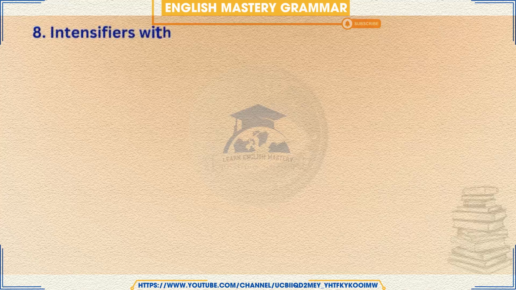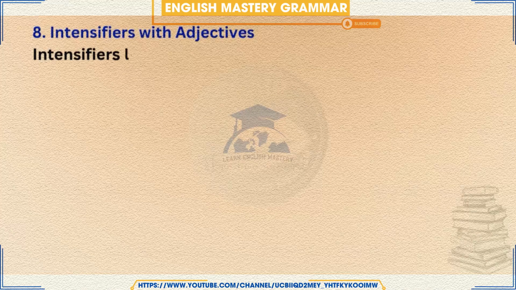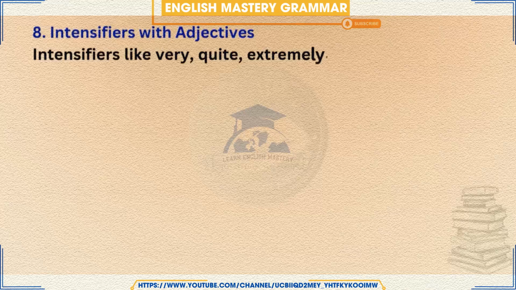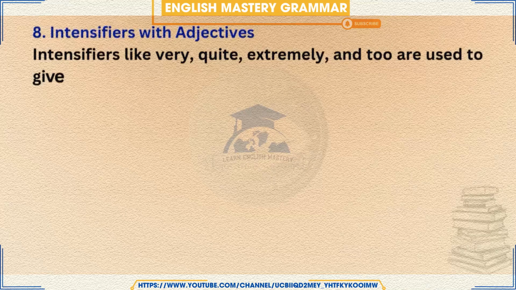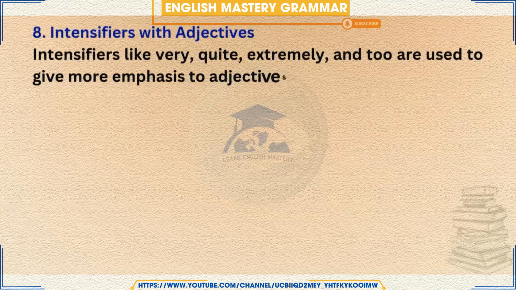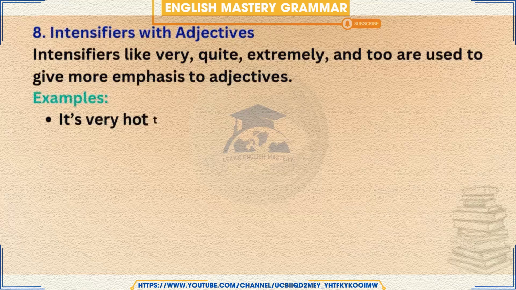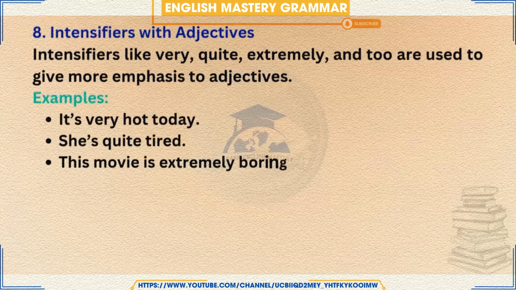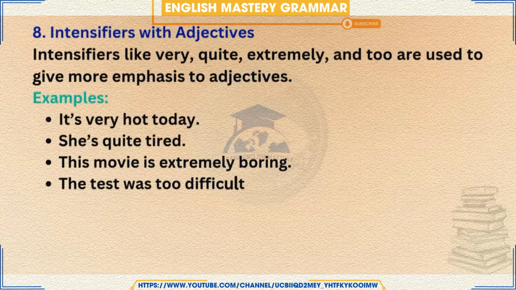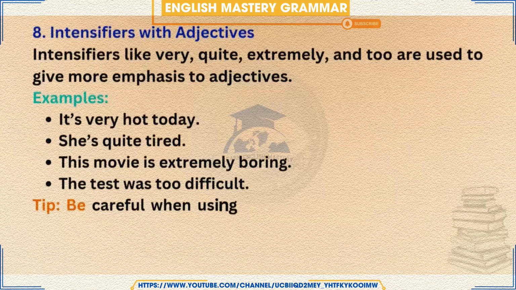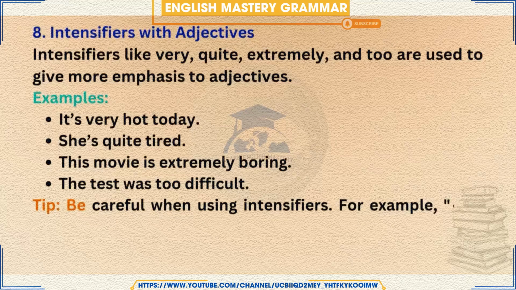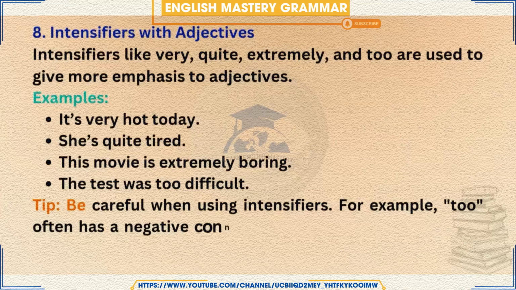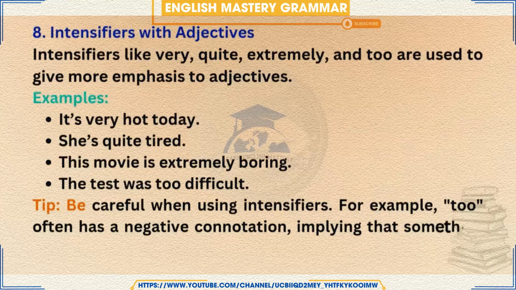8. Intensifiers with adjectives. Intensifiers like very, quite, extremely, and too are used to give more emphasis to adjectives. Examples: It's very hot today. She's quite tired. This movie is extremely boring. The test was too difficult. Tip: be careful when using intensifiers. For example, too often has a negative connotation, implying that something is excessive.